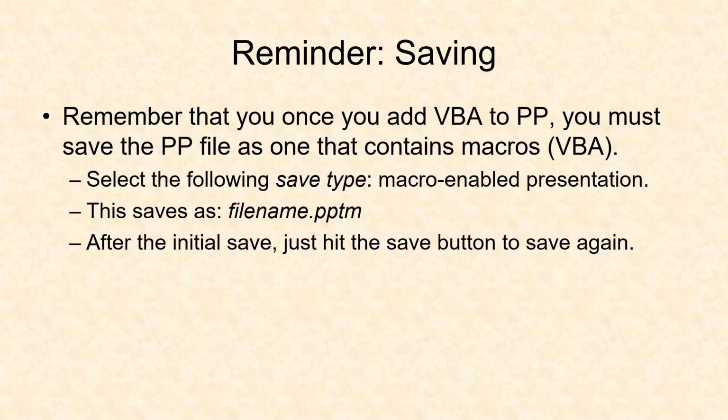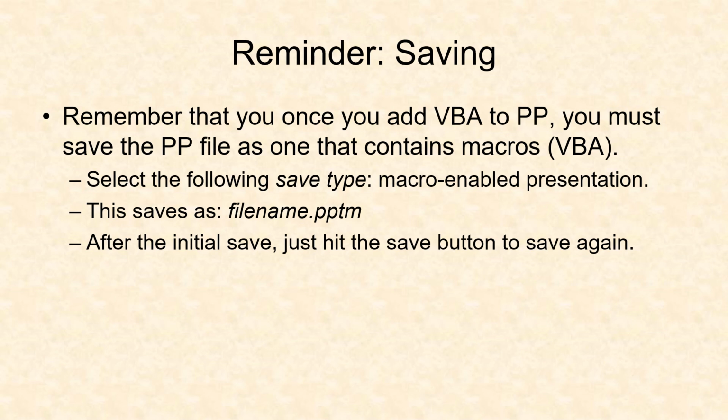Just a quick reminder, remember that once you have added the VBA coding to PowerPoint, you have to save the PowerPoint as one that will respect and contain macros. So remember to select the following save type. Save it as a macro-enabled presentation. So it'll save as something.pptm. So after you save it initially, then you're just going to hit the save button after, and it'll keep saving it as a PPTM. But don't forget to save it in that proper way.